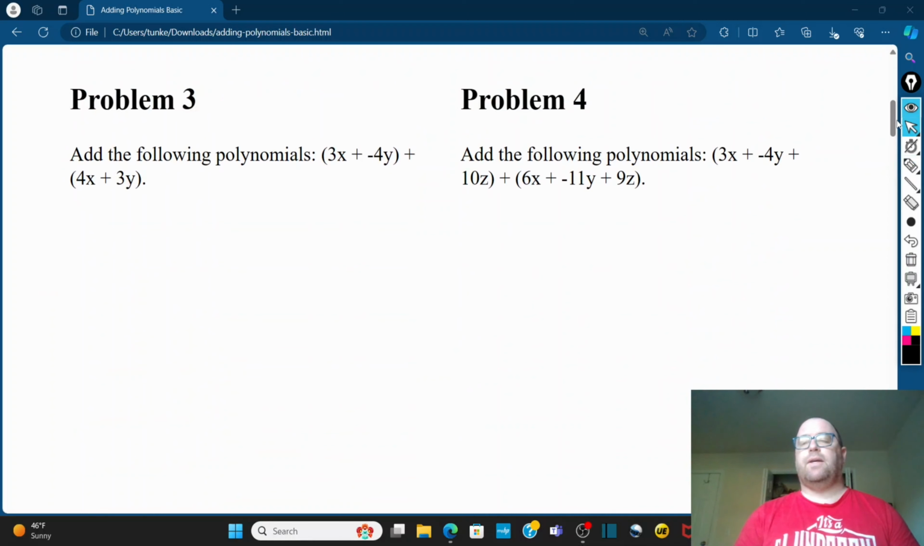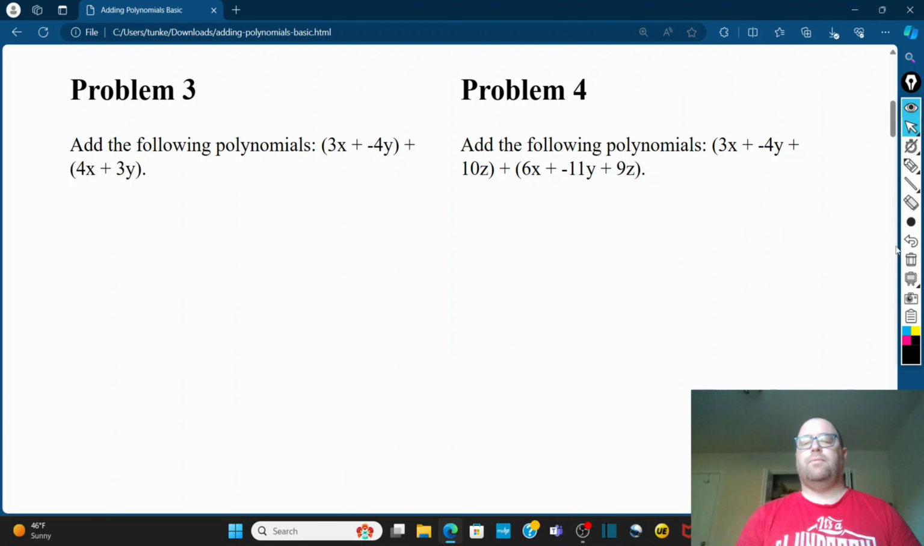All right, so we got problem 3 and problem 4. Problem 3, we are adding 3x plus negative 4y. We're going to add that to 4x plus 3y. All right, so let's start off.